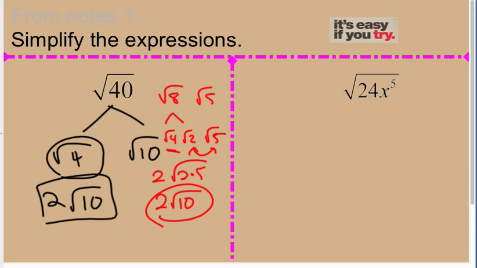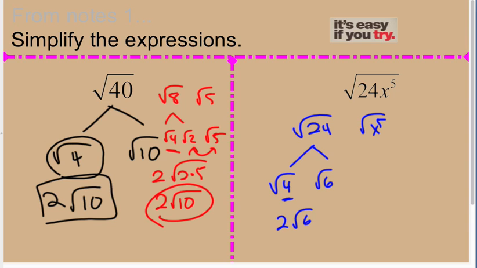Like 24x to the fifth is going to be that same kind of idea, except I'm going to take this in two parts. I'm going to go square root of 24, square root of x to the fifth. Square root of 24 breaks up into square root of 4, square root of 6. Once again, I chose 4. So that's going to be 2 square root of 6. Now, x to the fifth is going to be split up into a couple things, actually. I'm going to do it this way.